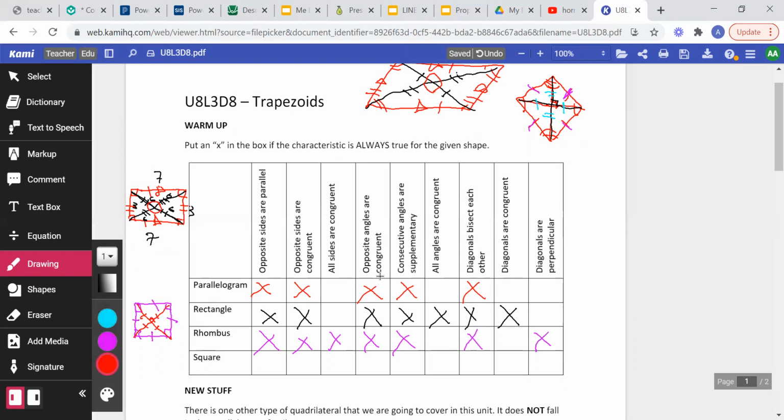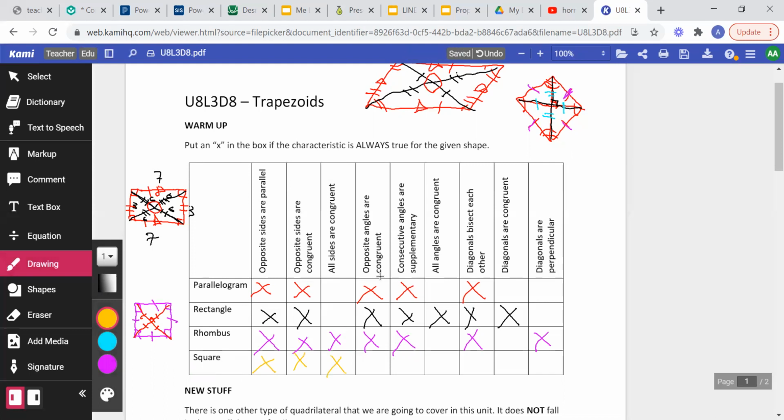So in a square, are opposite sides parallel? She said yes. Are opposite sides congruent? Yeah. Are all sides congruent? Yeah. Okay, in a square, all sides are the same.